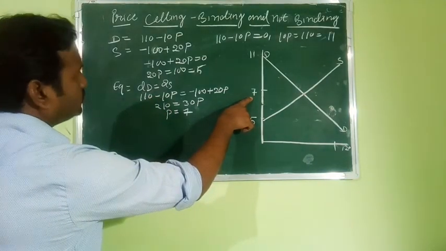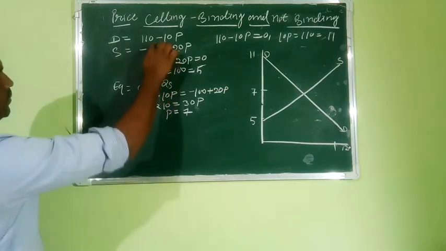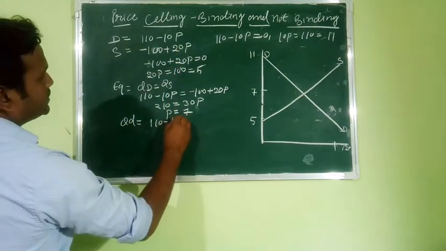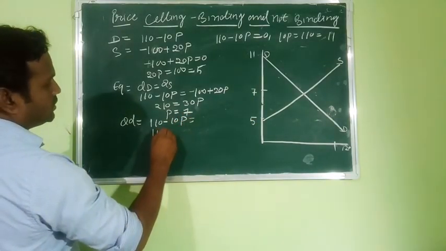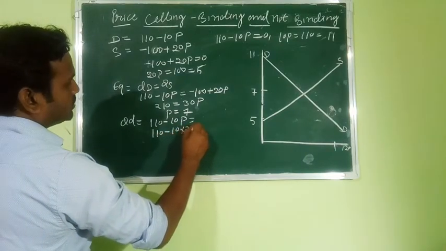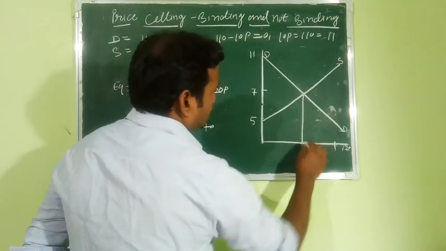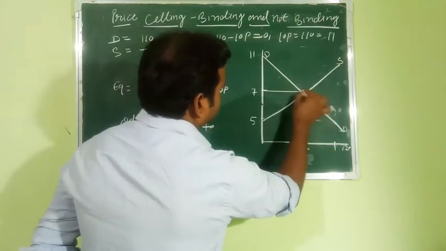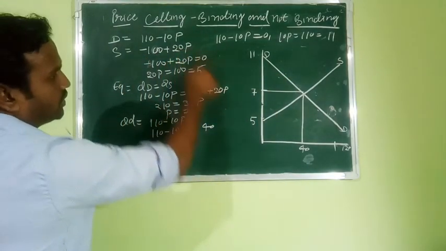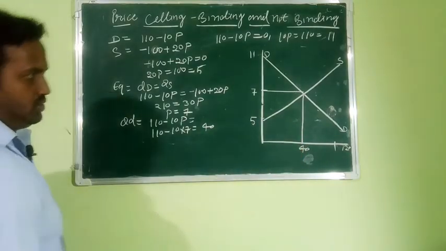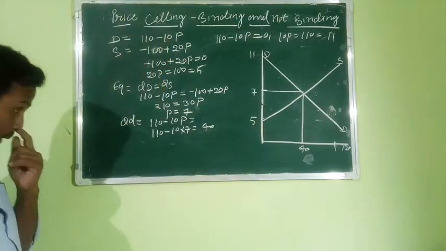You can put this price in the demand curve also. Quantity demanded is equal to 110 minus 10p. If you put 7 rupees, then 110 minus 10 into 7 is equal to 40 quantity. So we can say the supply and demand is 40. If you put 7 rupees in the supply function, you can also find the supply of 40. Okay, is it clear?